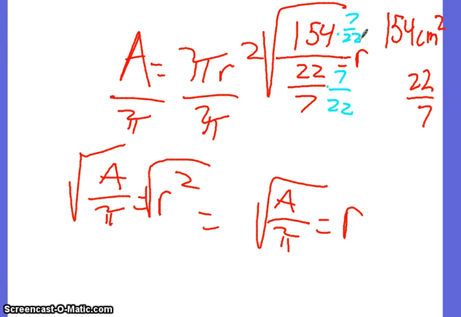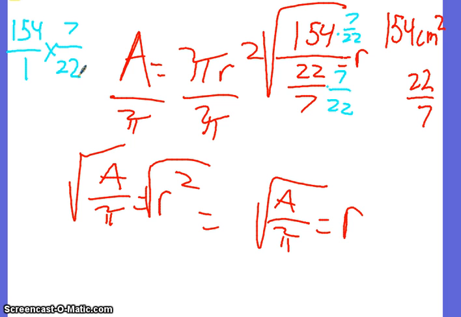Okay, so over here, I'm going to work now. 154 over 1 times 7 over 22. Does 22 go into 154? It can't go in evenly. Oh, try multiplying 22 by 7.